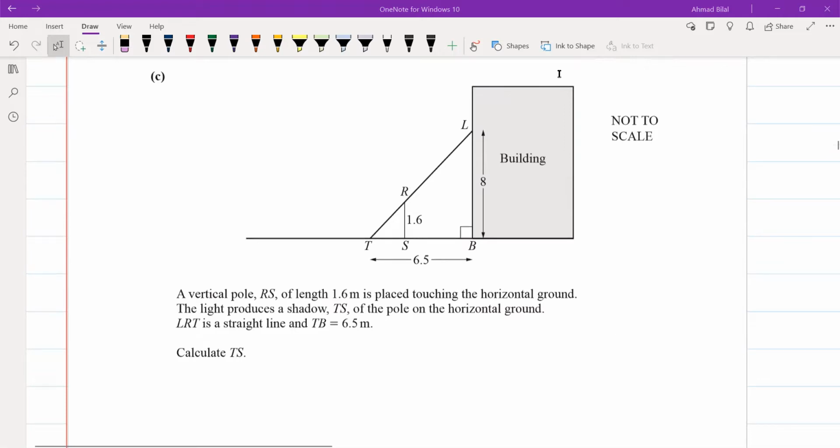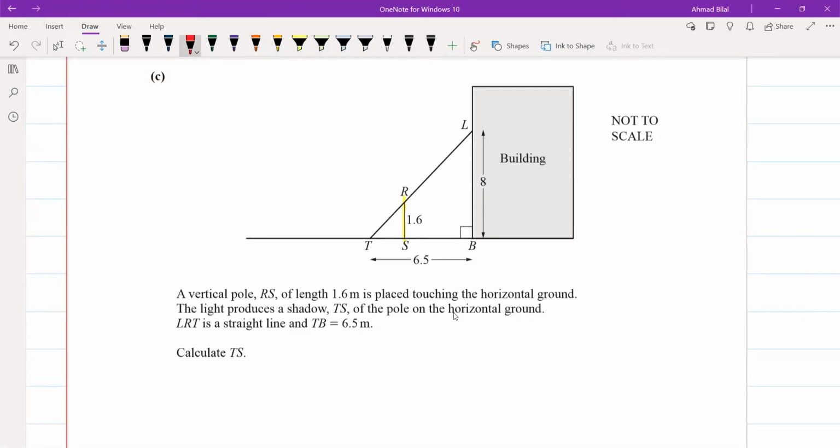Okay, so a vertical pole RS of length 1.6 meters is placed touching the horizontal ground. The light produces a shadow TS of the pole on the ground. Acha. So यहाँ क्या है? This is a vertical pole. So we have this vertical pole here, that's RS, that is placed touching the horizontal ground. And this has a height of 1.6 meters.